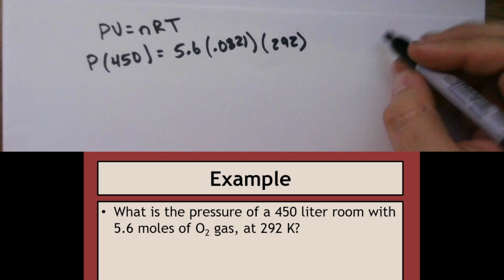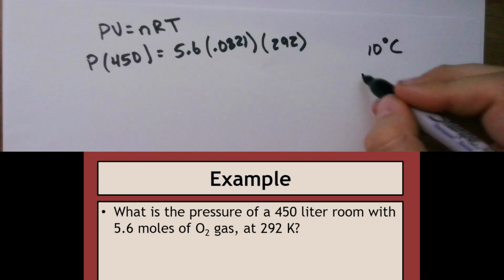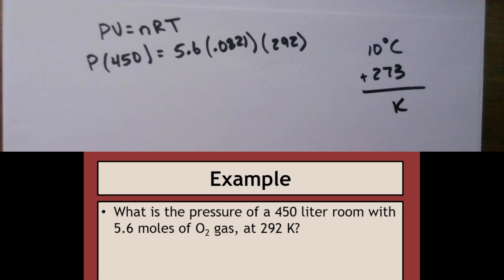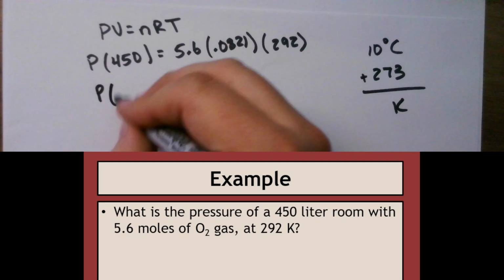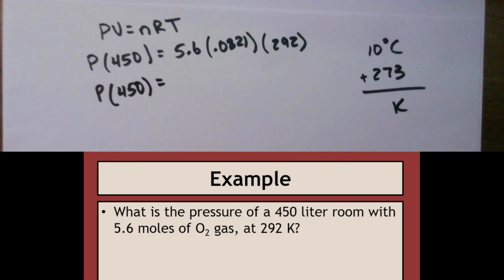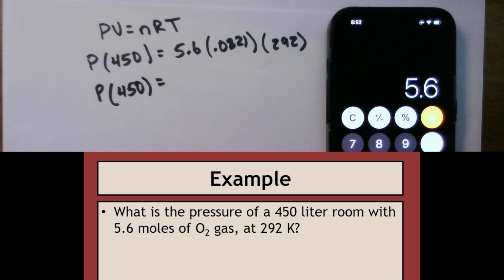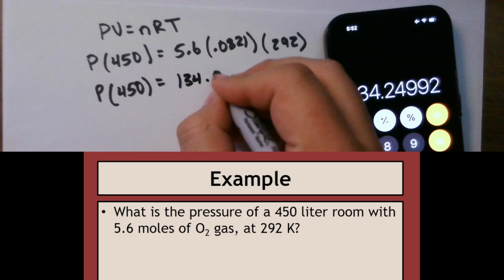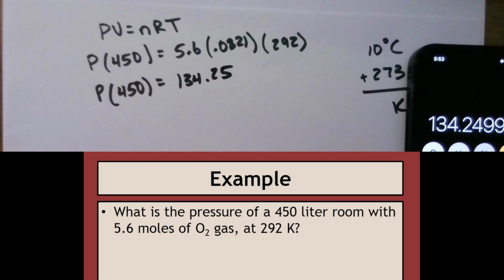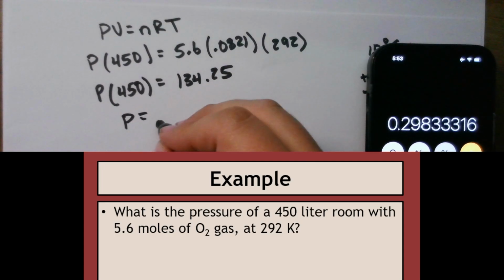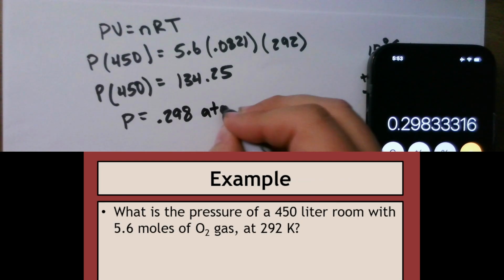If it gives you something in Celsius, say 10 degrees Celsius, you just add 273 to turn it into Kelvin. But this time it's already in Kelvin, so let's not do that. Okay, I have a variable to solve for. Pressure times 450 equals a bunch of numbers. Let's multiply them all together. 5.6 times 0.0821 times 292 is about 134. Get pressure by itself, divide by 450. I get 0.298 ATMs.